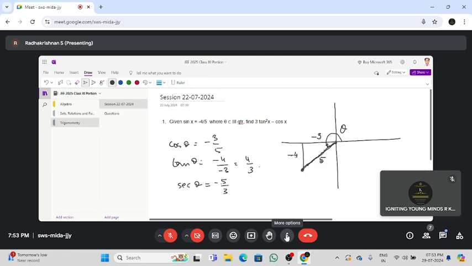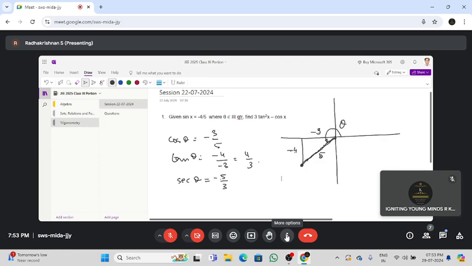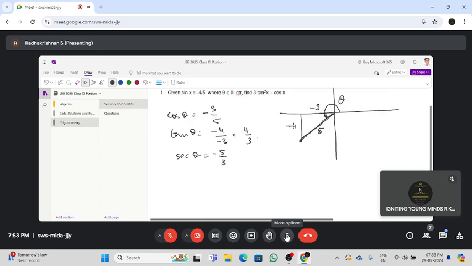So now that we have cos theta and tan theta, can you determine 3 tan square theta minus cos x? It's just substitutions now.